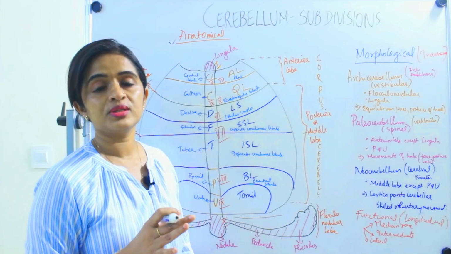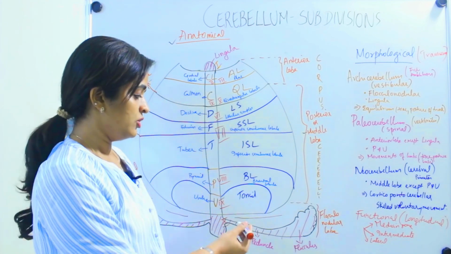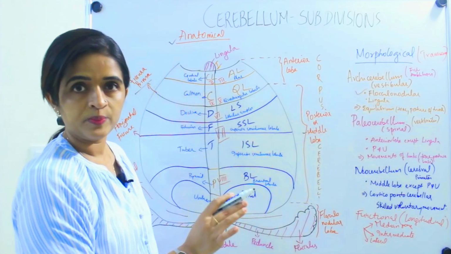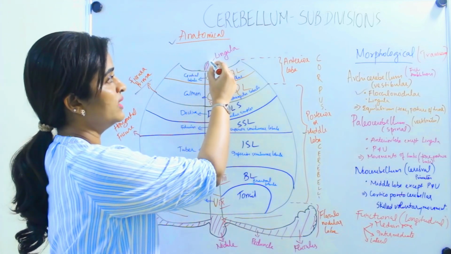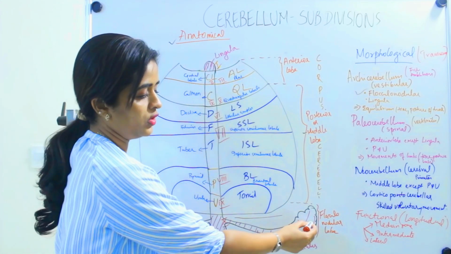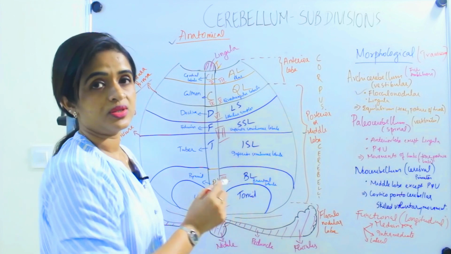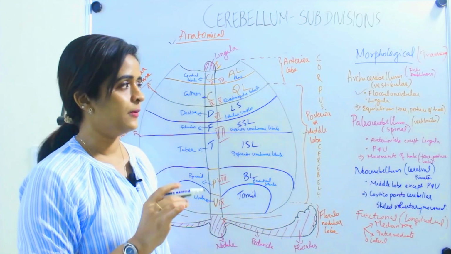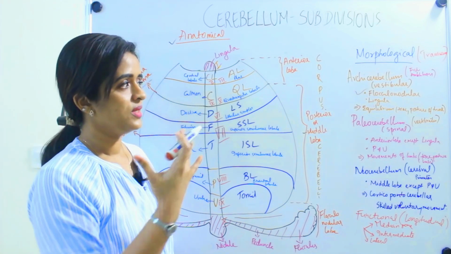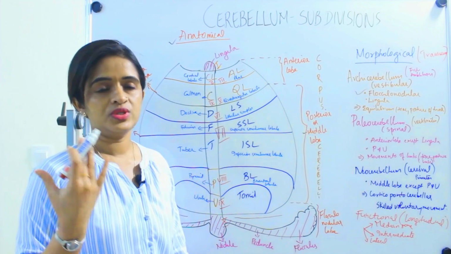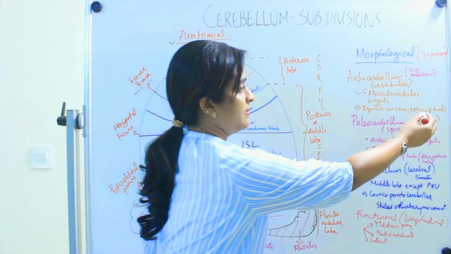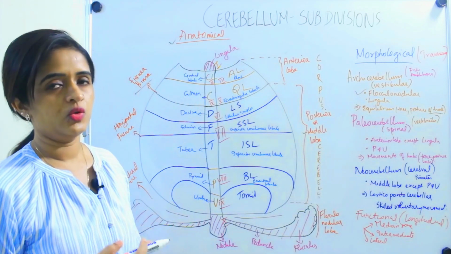So which portions belong to the archicerebellum? The primitive cerebellum, that is the flocculo-nodular lobe, along with a portion of the vermis in the anterior lobe, that is the lingula. So the lingula along with the flocculo-nodular lobe, you call it the archicerebellum or vestibular cerebellum. When we think about vestibular connections, it is dealing with equilibrium, isn't it? So it is dealing with the tone and posture of the trunk, the equilibrium of the trunk. That you have to remember: truncal equilibrium, tone and posture.